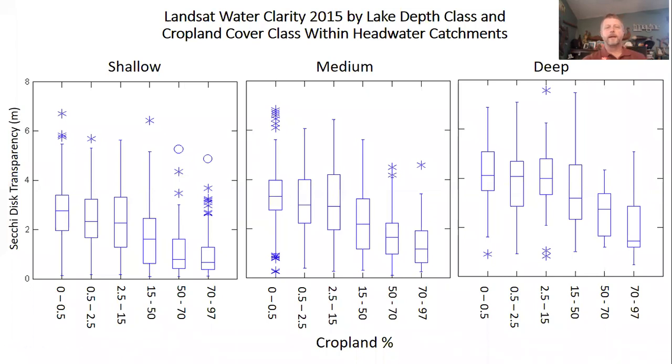If we look at cropland, I have the lakes broken up by shallow, medium, and deep lakes. And so as cropland increases as a percentage in the headwater catchment, what we find is lower water clarity. Same thing with deeper lakes, but there's always going to be a higher water clarity for deeper lakes than there is for shallow.